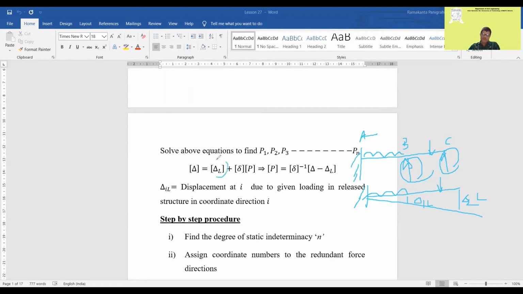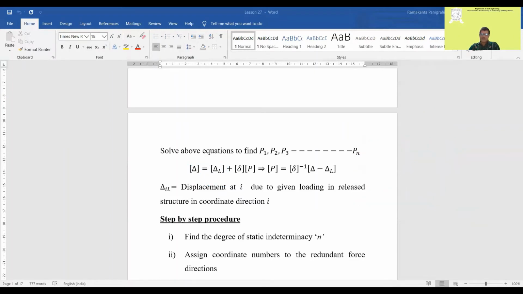Now we got the delta L part. Now what is the delta? Here delta 1, delta 2 are 0, because there is no displacement imposed on the structure. Now if the question is that B sinks by 5 mm, then the delta value will be minus 0.005 meter, in meters. So in that case, the delta value is given for the joint. Let us go to the step by step analysis of this flexibility matrix.